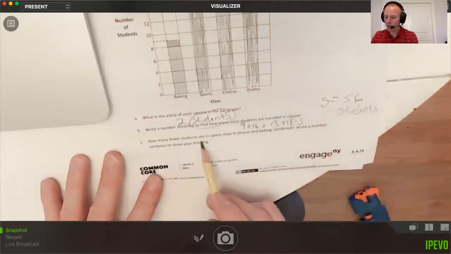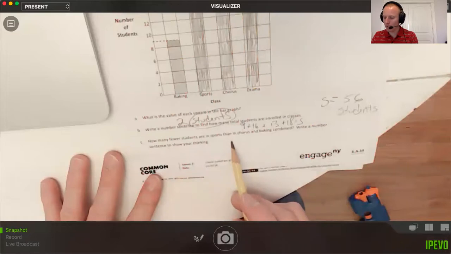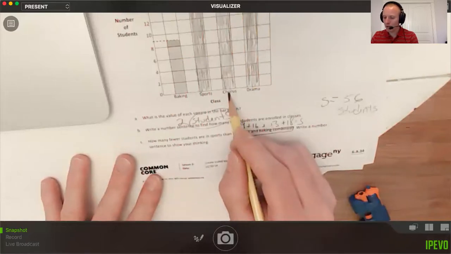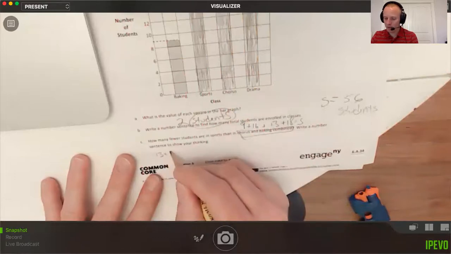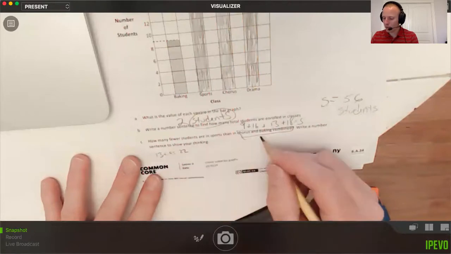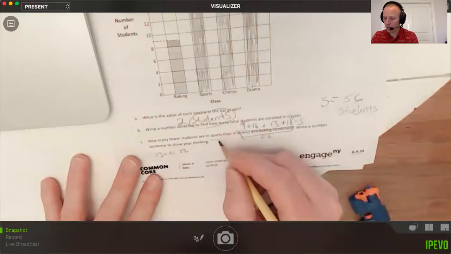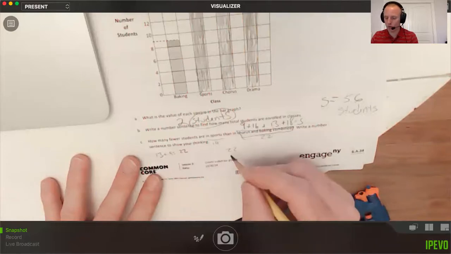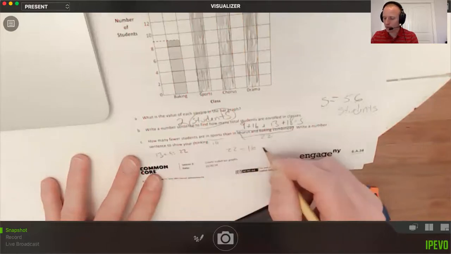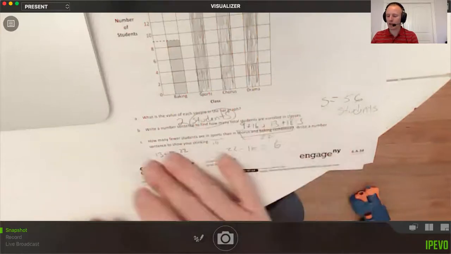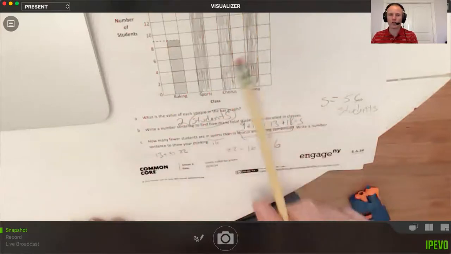How many fewer students are in sports than in chorus and baking combined? Chorus and baking combined, so we have to add those up. 13 plus 9 equals 22. So that's those 2, and sports has 16. So we do 22 to find the difference. Difference is subtraction. 22 minus 16 equals 6. So again, we answered all those questions using the information from our bar graph.